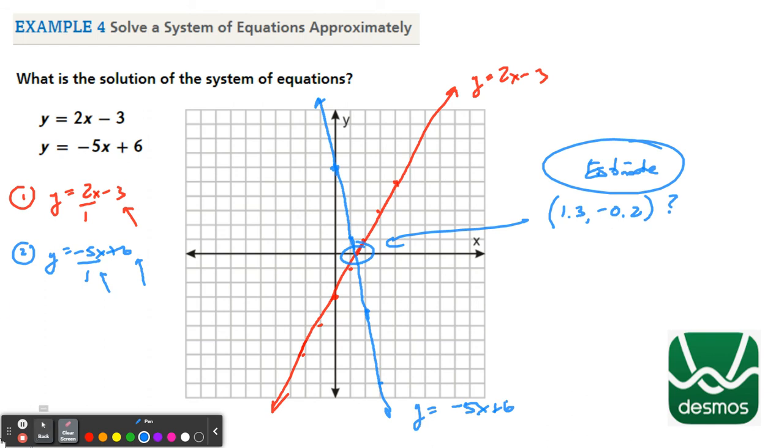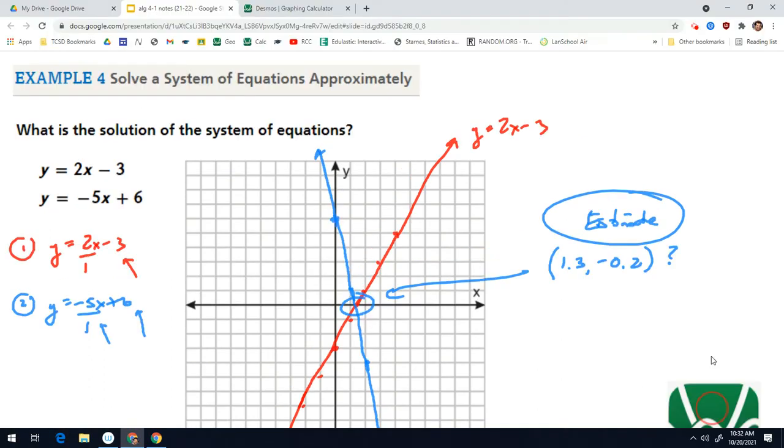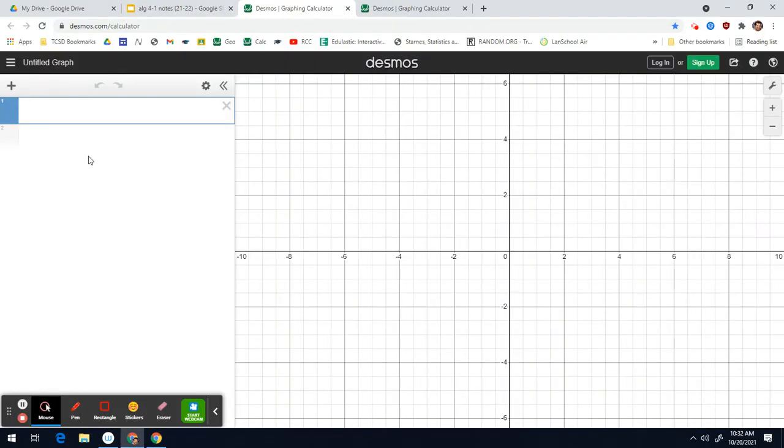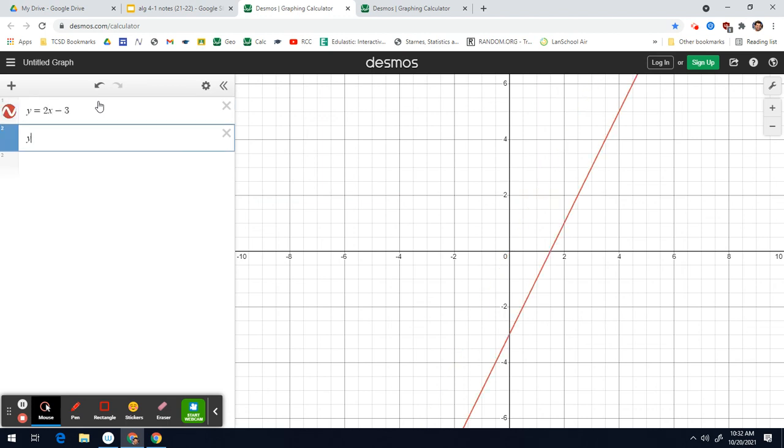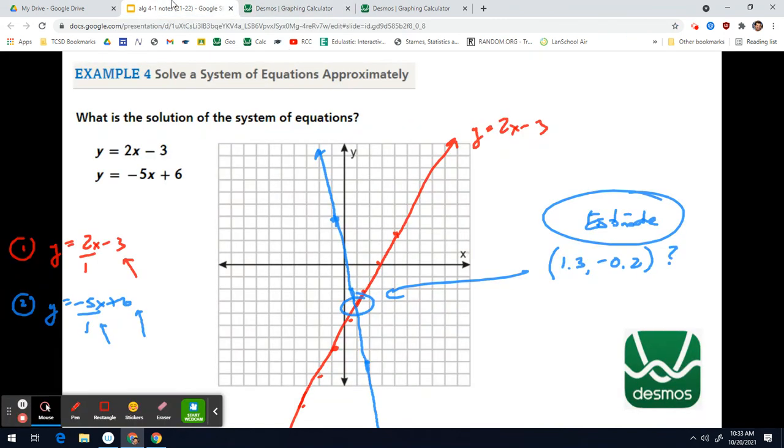Now I can go to Desmos real fast, and I'm going to type this in. So y equals 2x minus 3, and then y equals negative 5x plus 6. And again, if I click here, there, 1.3 and negative 0.4. Again, it was an estimation, right? It's not exact. So what does this mean in terms of graphing? Graphing has its limitations, right? So is there a better way?